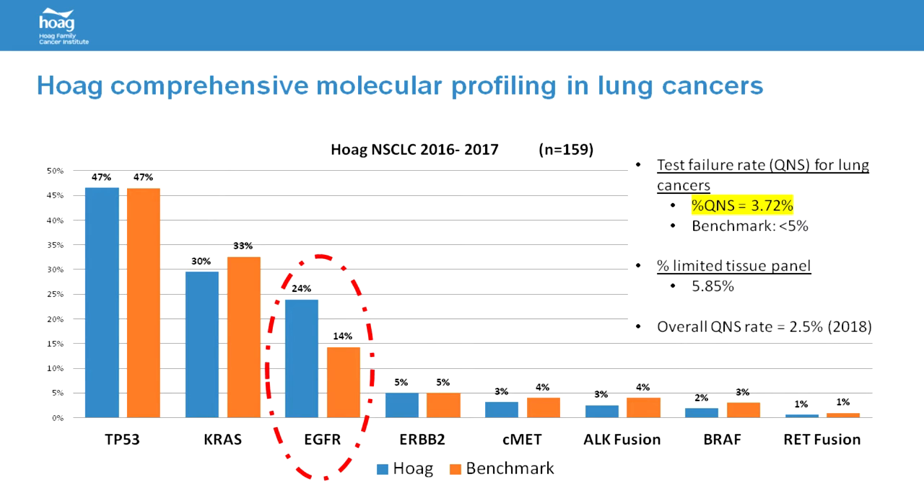So our test failure rate, our QNS rate, for lung cancers is 3.7% during this time period. The benchmark for standards is less than 5%. Our limited tissue protocols take place about 6% of the time. So these are really excellent achievements in terms of the quality of testing that we're having. Our overall QNS rate for this past year is 2.5%. That's super low. So our preferred vendor is doing an excellent job, and our internal protocols for handling these tissues and preserving the DNA, and the amount of tissue, is really working out nicely.